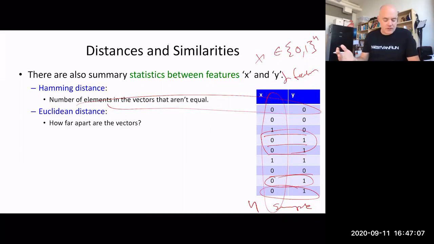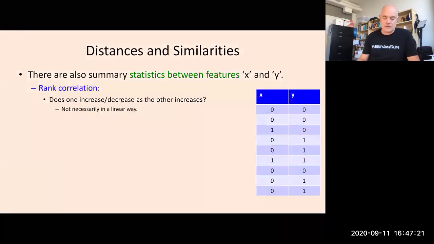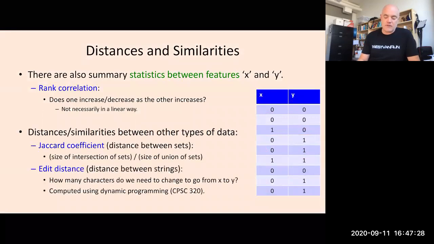So one thing that we can do is compute a Hamming distance, which just sums up the number of elements in the vectors that aren't equal. We can also do Euclidean distances, which you should know what that is. We can compute correlations between them: does one increase or decrease linearly as the other one increases, and so on and so forth. There are other ways of thinking about statistics that we can compute between features X and Y.